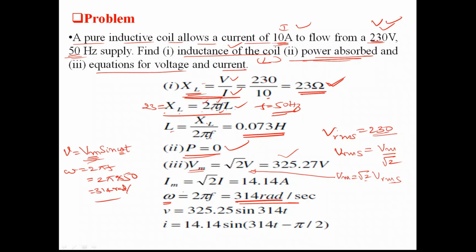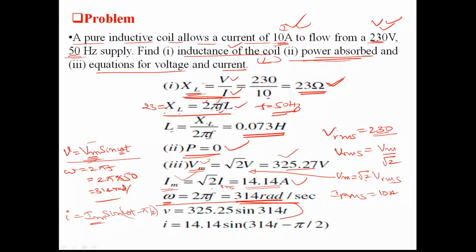And once you get Vm, Im can also be determined. Im is nothing but √2 times I. This is IRMS, which is already given as 10 amperes here. You substitute that: √2 into 10 will give you 14.14 amperes. So once we get Vm and Im, the voltage expression is V is equal to Vm sin omega t, and the current expression is I is equal to Im sin of omega t minus pi by 2. Im we have calculated as 14.14 and Vm as 325. If you substitute that, you will get the voltage expression as this and the current expression as this. So likewise, in a pure inductor, you can find these quantities.